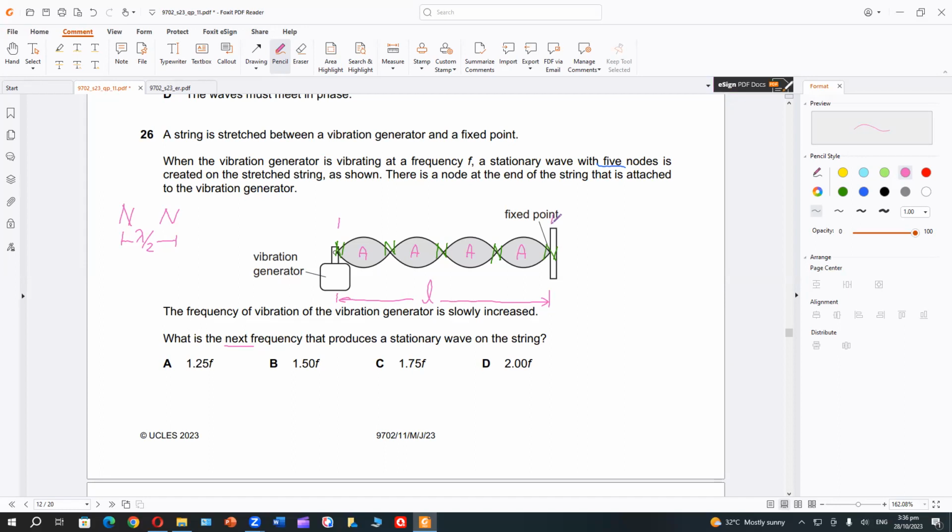No, but there are nodes. Nodes are 5, but the separations are 4. If you count the separations, node to node, node to node, node to node, how many are there? Yes, they're 4, sorry. So it will be lambda by 2 into 4, which means 2 lambda. So L is equal to 2 lambda.